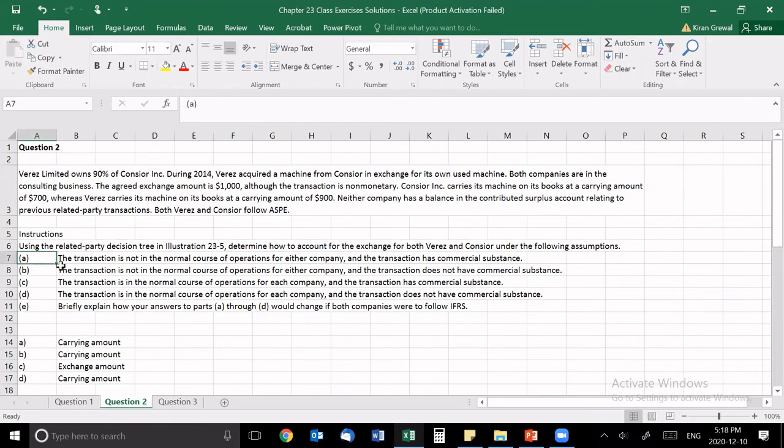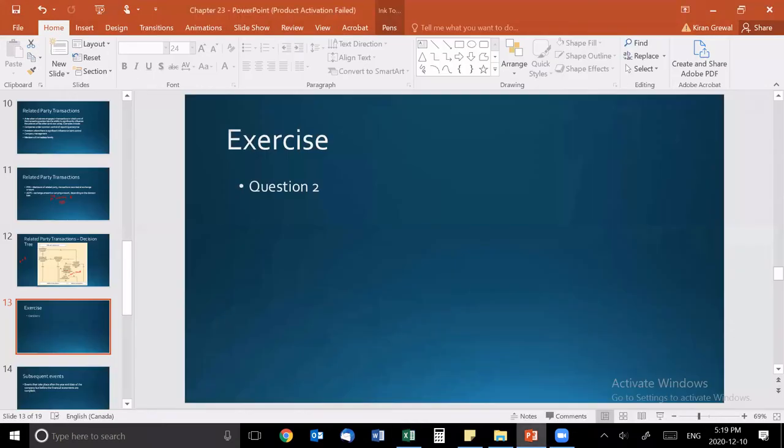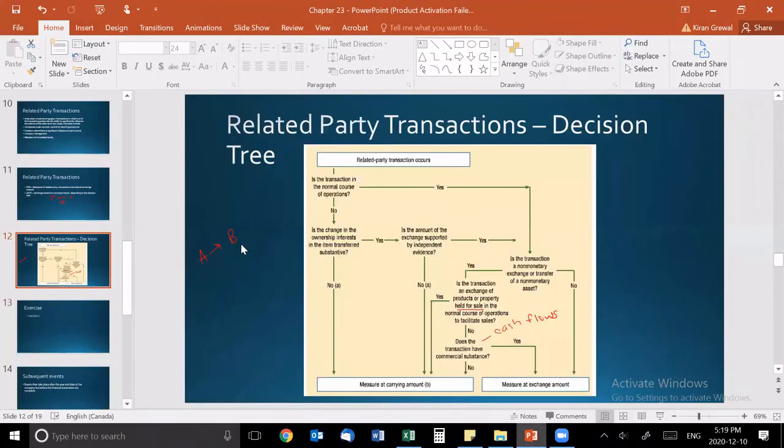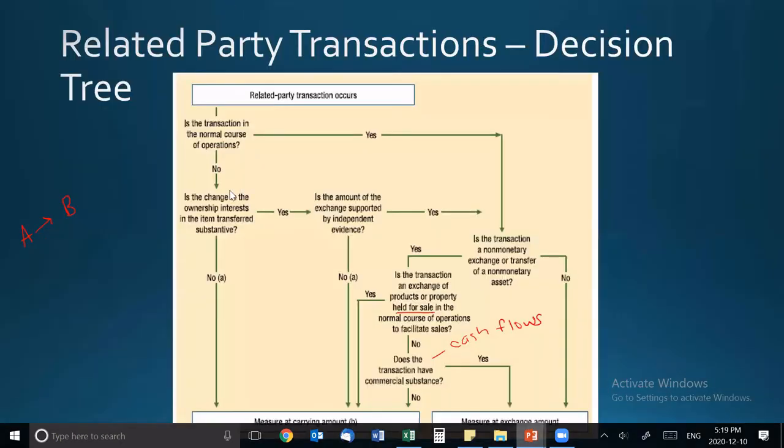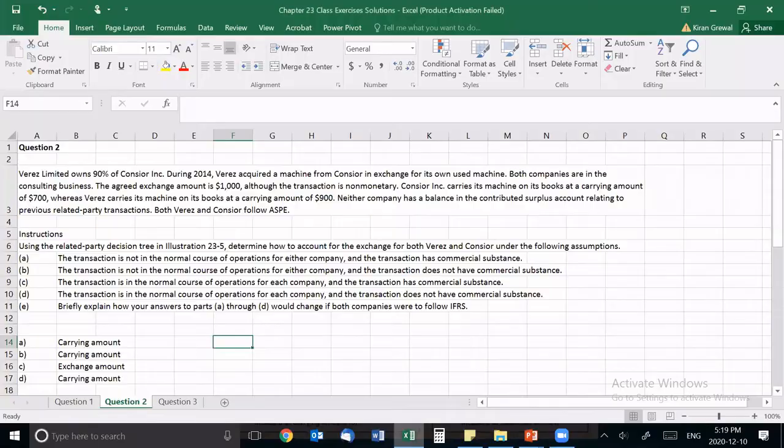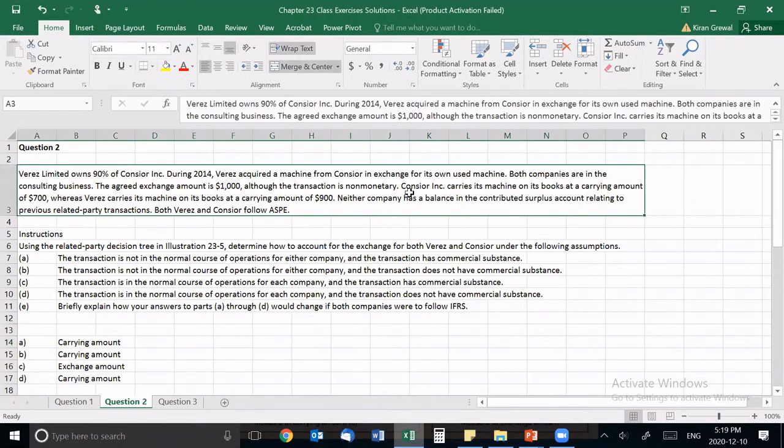All right, so A, the transaction is not in the normal course of operations, and the transaction has commercial substance. So let's go back to our decision tree. Okay. So it's not in the normal course of our operations. So the next question you have to ask is, is there a change of ownership interests? So if you look at it, it says Verez owns 90% of Consour.